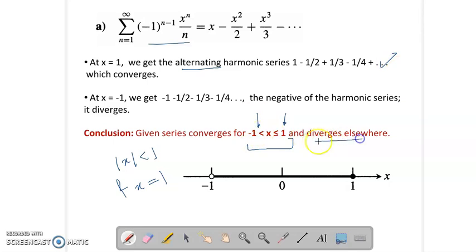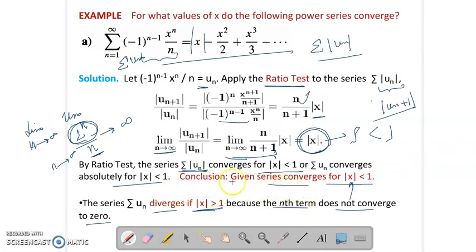And it diverges elsewhere. Apart from these points, everywhere the series is going to diverge. Now you look here that at x is equals to 1, the series is an alternating harmonic series and it converges. At x is equals to 1, the series is a convergent one. And at x is equals to 1, the series is not absolutely convergent, right? The series is absolutely convergent only when mod of x is less than 1.